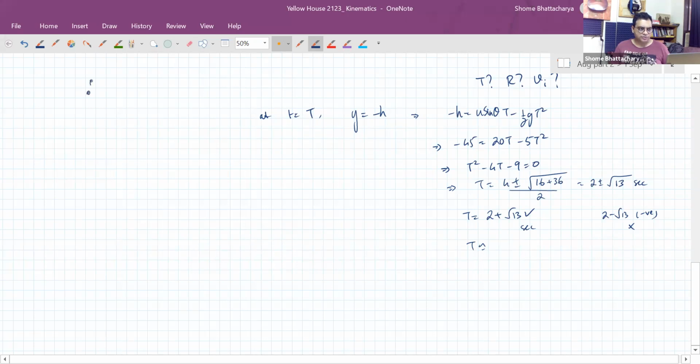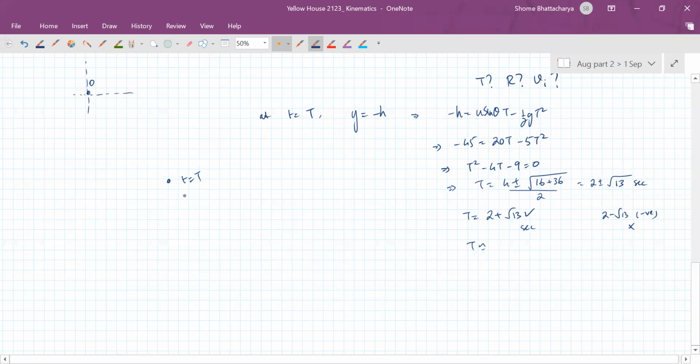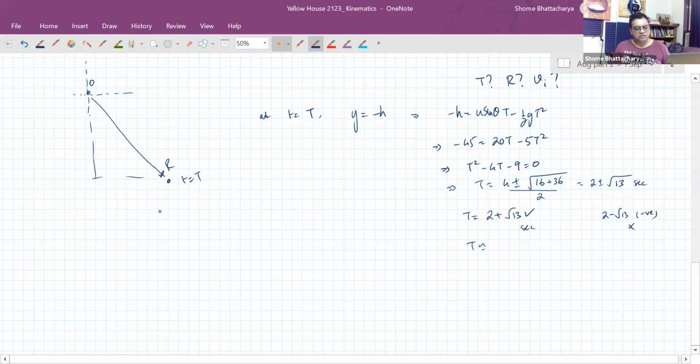But this is the starting point, and this is where it is at t equal to capital T. So tell me, compared to this point, what is the y coordinate of this point? Is it negative or is it positive? At t equal to T it is negative. So the displacement from here to here is this vector. The x coordinate is R, but what about the y coordinate? It's minus h, no?